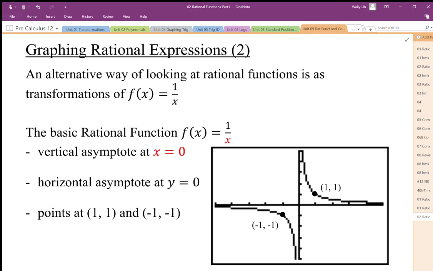An alternative way to look at rational functions is from the transformation perspective of the 1 over x function. If we have the basic 1 over x function, we have our reference points. It's going to be centered at (0, 0). We have these points at 1 over 1 up. Those would be our reference points. And we have this vertical asymptote at x equals 0, where we're dividing by 0. So there's my vertical asymptote.